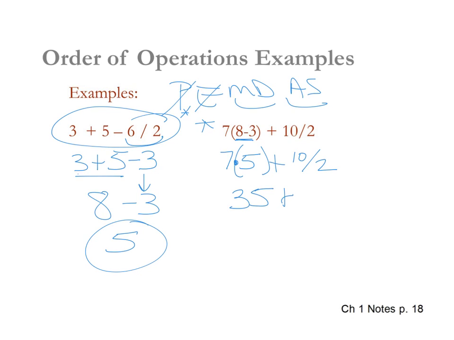35 plus 10 over 2, and I still have some dividing, and I'm doing it left to right. So I started with this left one, and now I'm going to do the right one. So that's 5, and now I can do 35 plus 5, because now I'm on my add, subtract, and life is good.